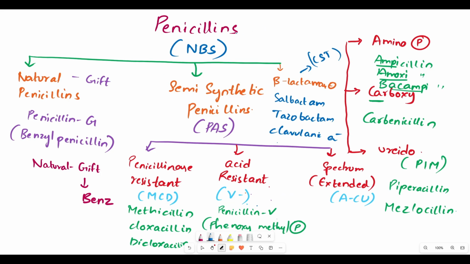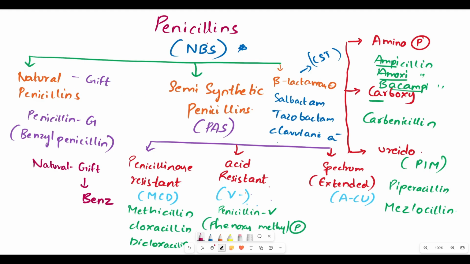So the penicillins are initially divided into three subclasses, and to remember the subclasses, remember the trick as NBS, where N means it is the first class, that is natural penicillins. To remember the examples under this, remember that there is a natural gift called Benz. G means it is penicillin G, Benz means it is the other name of penicillin G, that is benzyl penicillin. So penicillin G is the only example that comes under these natural penicillins.